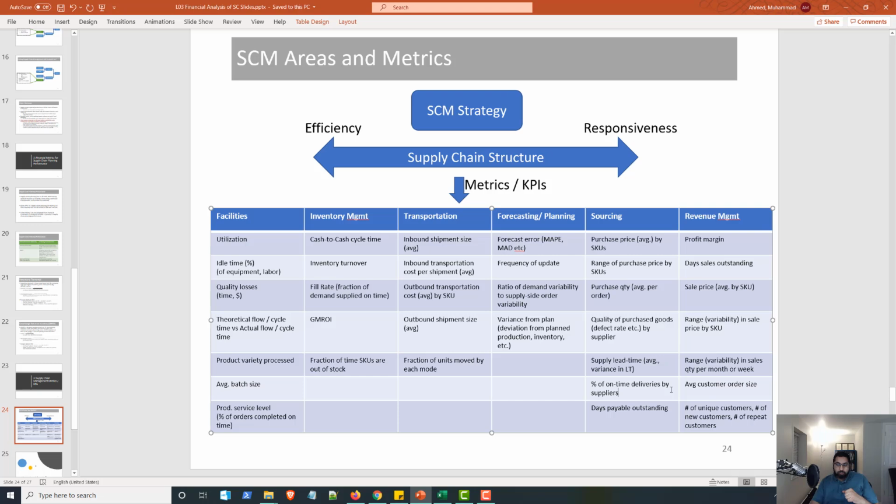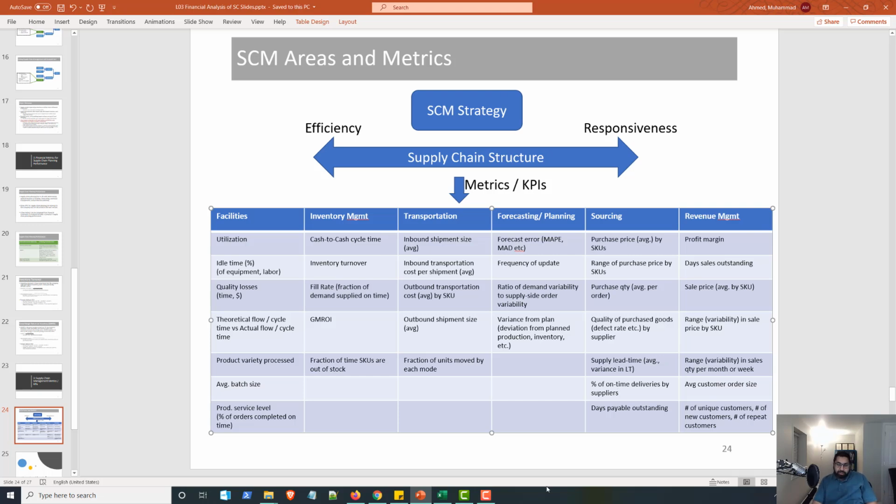Okay. Range in sales quantity per month or week. That is telling you how seasonal your sales are. Are some months really high sales and then low sales in other months? Think about companies which sell costumes. The company that sells Halloween costumes, the sales go up extremely at Halloween time, and then they fall drastically the rest of the year.